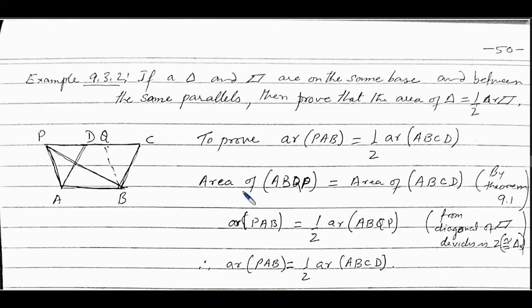So this is very simple, you just write that the area of ABQP is equal to the area of ABCD by theorem 9.1, which I have said. And the area of this triangle PAB, which I should have shaded, is half the area of this parallelogram ABQP, since the diagonal of a parallelogram divides it into two triangles. So the area of PAB is half the area of ABCD.